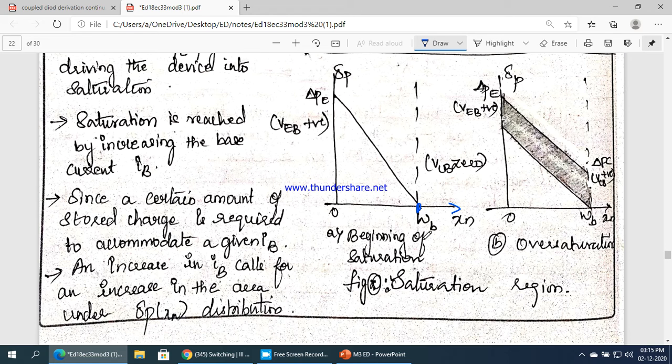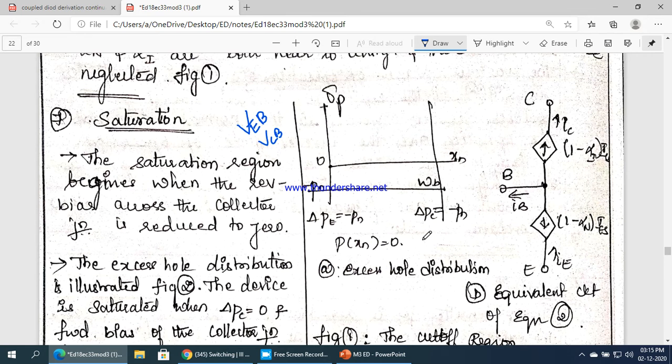Before this, it had a negative potential, no? That is from this figure. Here both are reverse biased. When both are reverse biased, the excess hole concentration was minus Pn, and here also the excess hole concentration was minus Pn. So this was the excess hole concentration when both are reverse biased. But in order to make a BJT go to the saturation region, both should be in forward bias.